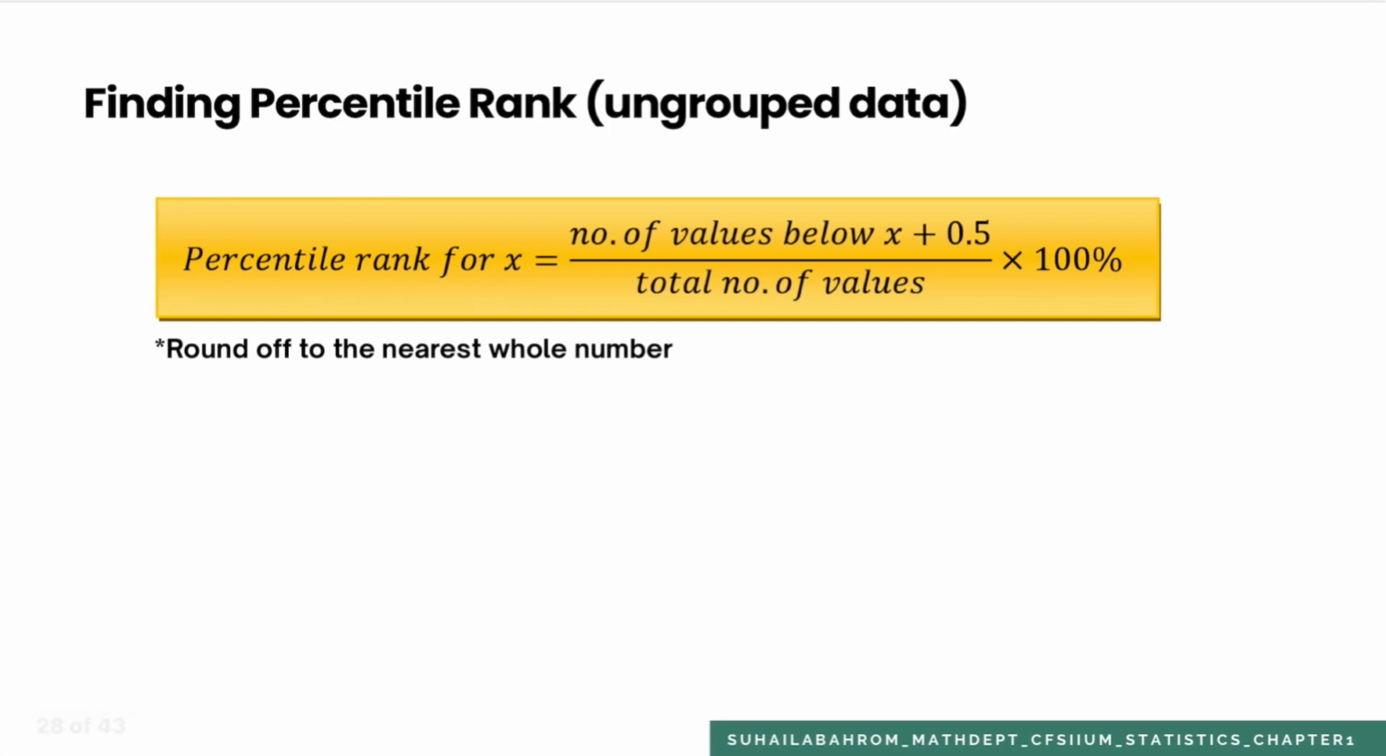Now let's proceed to how to find out the percentile rank. Just now you found the data, referring to the different values of the percentile. For this one, you have to find out the data that is referring to the percentile rank. The percentile rank for ungrouped data is equivalent to the number of values below x plus 0.5 divided by the total number of values times 100. And we have to round off the value because when we talk about rank, it cannot be in terms of decimal. So you have to round off the final answer.